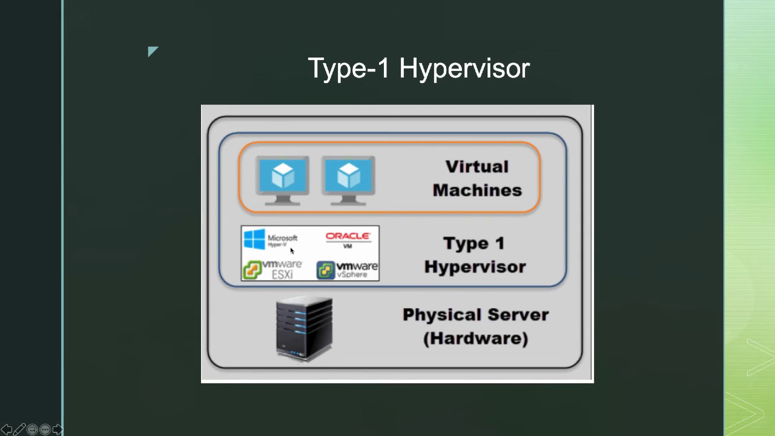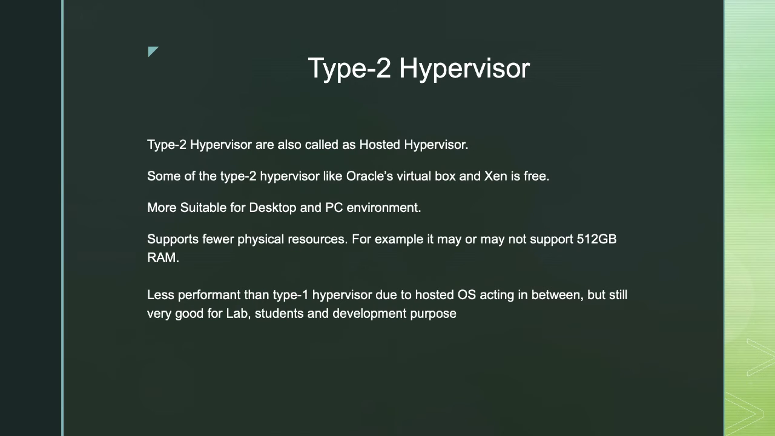Some of the examples are Microsoft Hyper-V and Oracle VM. This is not Oracle VirtualBox, because Oracle's VirtualBox, which was previously made by Sun Microsystems, is a type 2 hypervisor. This is Oracle VM, which is a different VM. And then there are VMware ESXi and VMware vSphere. These are all examples of type 1 hypervisors, more centric to enterprise customers.